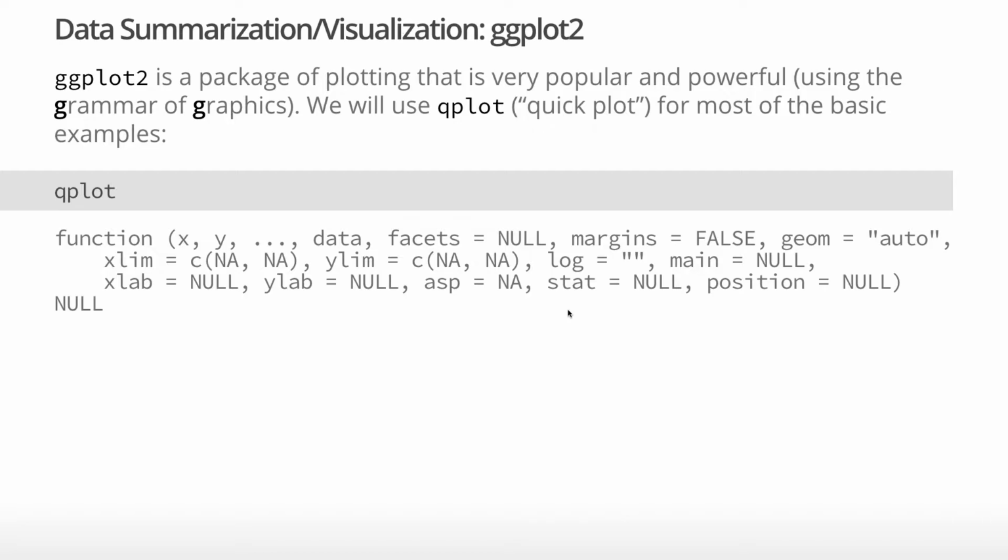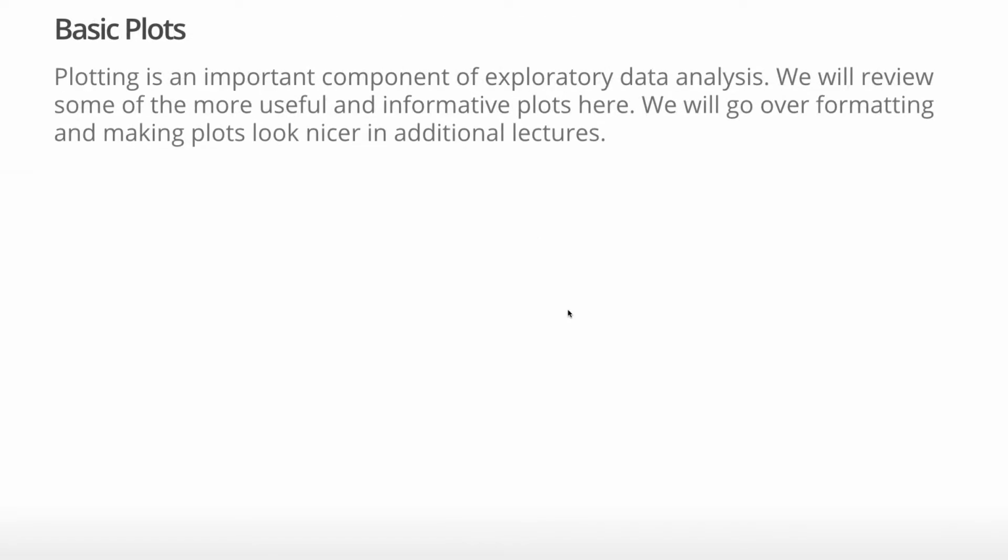You can change the behavior of that with this argument, geom. Again, what do you want to put on labels? All this kind of stuff. But for the most part, qplot will do a quick plot. So again, just plotting is one of the most important tools of exploratory data analysis. It's a way to see large sets of different information that you wouldn't be able to discern in any way from just looking at a spreadsheet or the viewer or summary statistics.